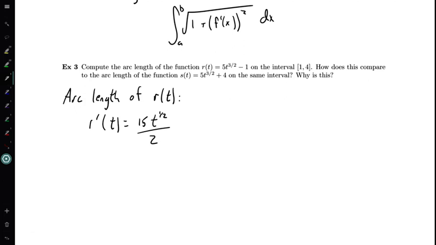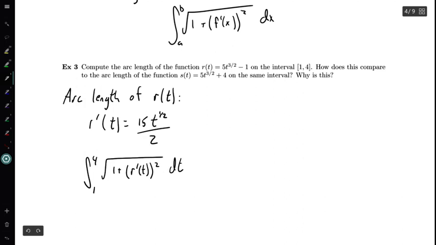We want to compute now the integral from, let's see, we're on the interval from 1 to 4 here, of the square root of 1 plus r prime of t squared dt. So it's important to note that since we are using a new variable here, since r is a function of t, this is r prime of t squared, this is a dt. So keep that kind of sanity check in mind. If you find yourself using dx here when you have some t's on the inside of your integrand, that's a bit of an issue.